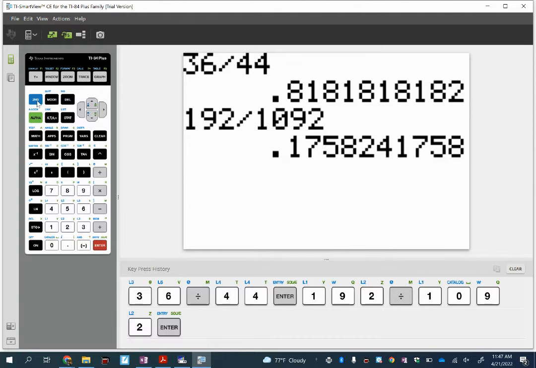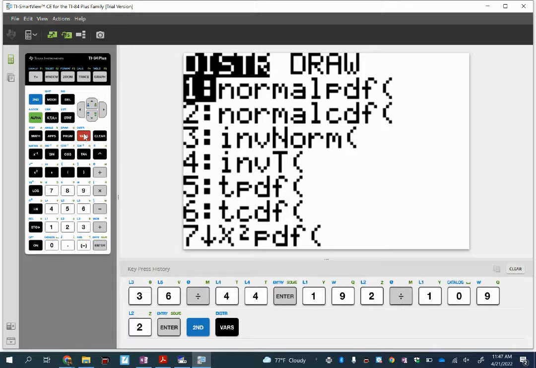All right, ready? So hit second. Do you see the blue button? Second. Yours might not be blue. I think it's blue. Excellent. Second. And then you see VARS. If I hit second VARS, that's actually distribution. So second VARS, which is distribution. Everybody here, you see this screen? So hit second VARS.